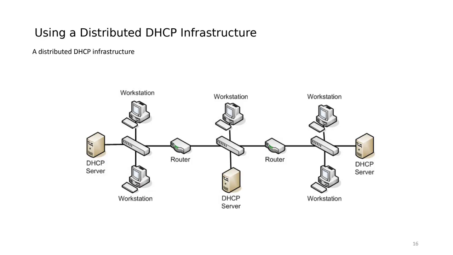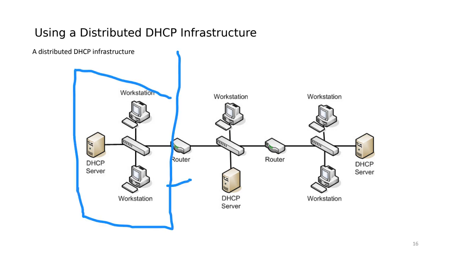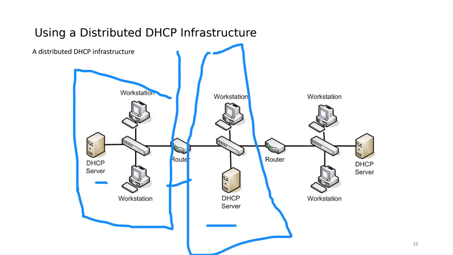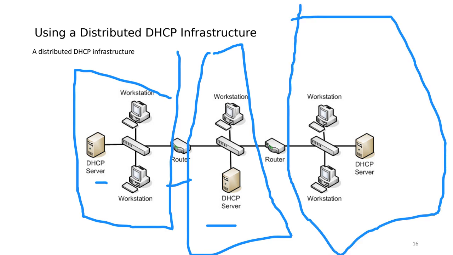This is how it looks. Here we have a router. Here I have one network, DHCP. Here I have another network, DHCP. Another network, DHCP. By the way, question: does the router bypass the broadcast? How many broadcasts do we have here? Three, very good, because we have the router. So this is distributed.